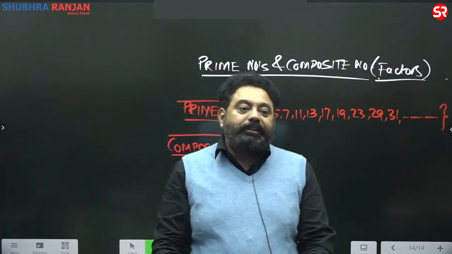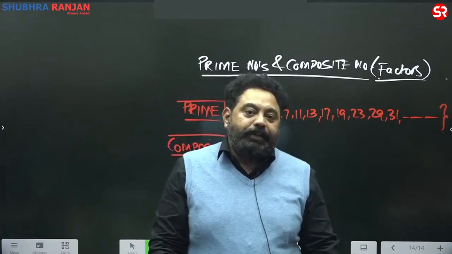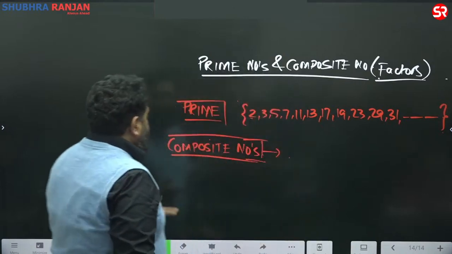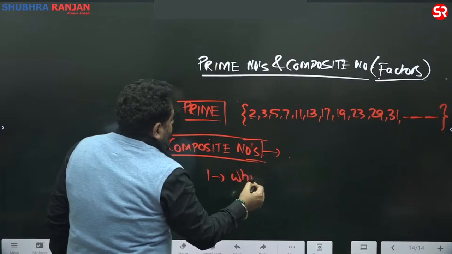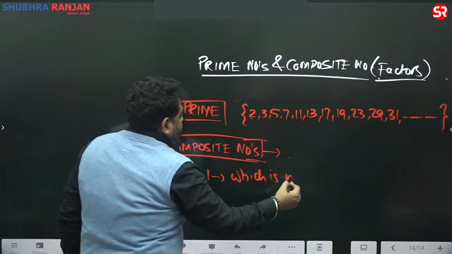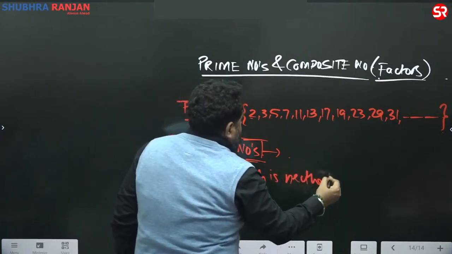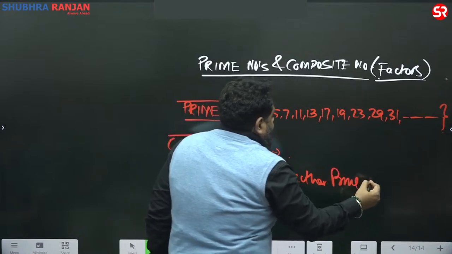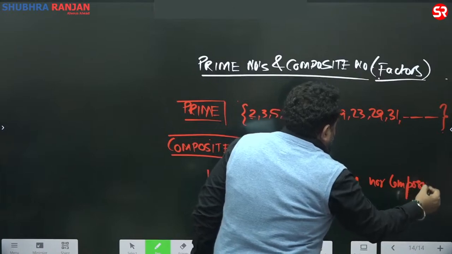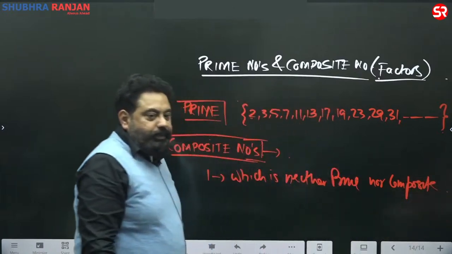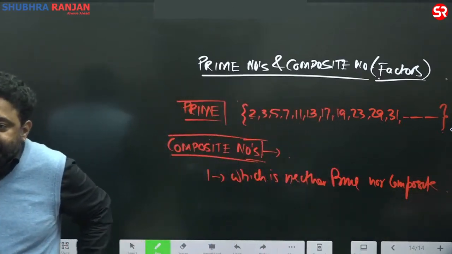And then there is a third category. People generally believe there are 2 categories, prime and composite. No, there is one more category, 1, which is neither prime nor composite. 1 is neither prime nor composite.